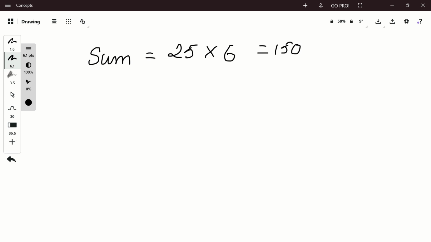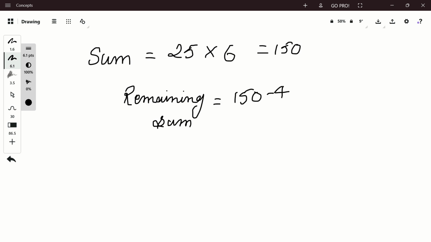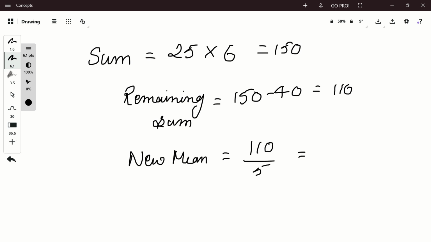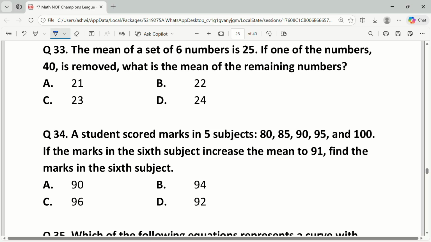Subtract the removed number 40 from the original sum. So, the remaining sum is equal to 150 minus 40, which is equal to 110. Divide the remaining sum by the new count, that is 5. So, new mean is equal to 110 upon 5, which is equal to 22. Comparing with all the given options, the answer is B, 22.